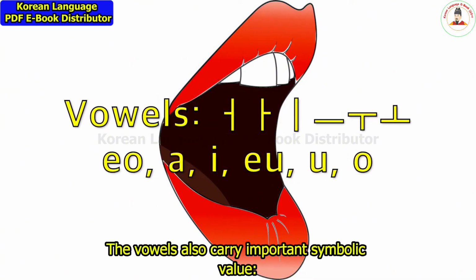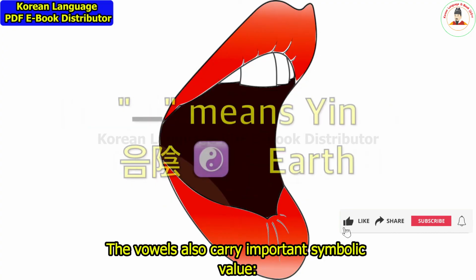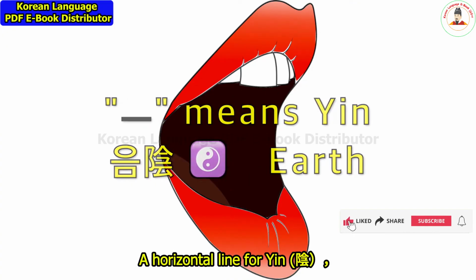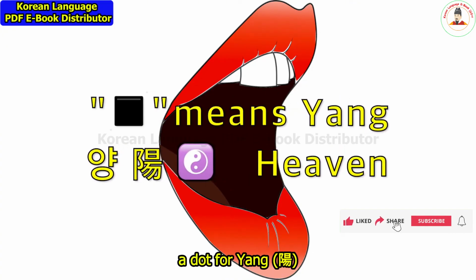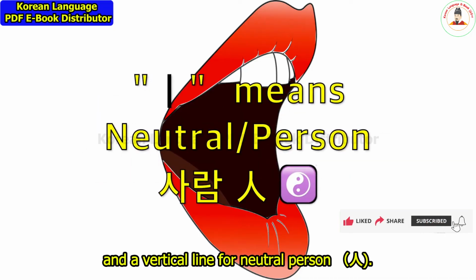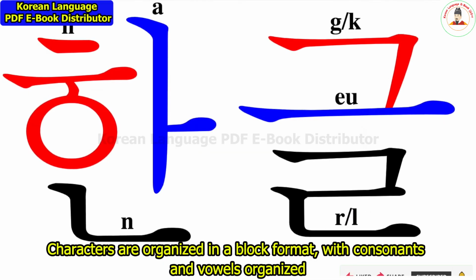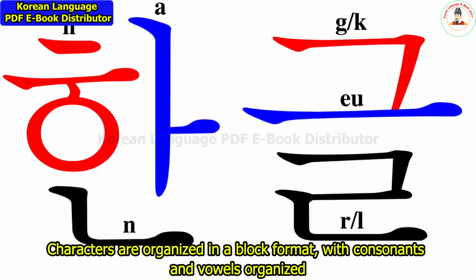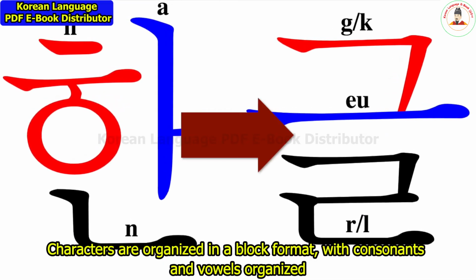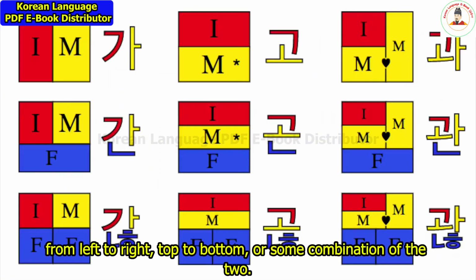The vowels also carry important symbolic value: a horizontal line for yin, a dot for yang, and a vertical line for neutral person. Characters are organized in a block format, with consonants and vowels organized from left to right, top to bottom, or some combination of the two.